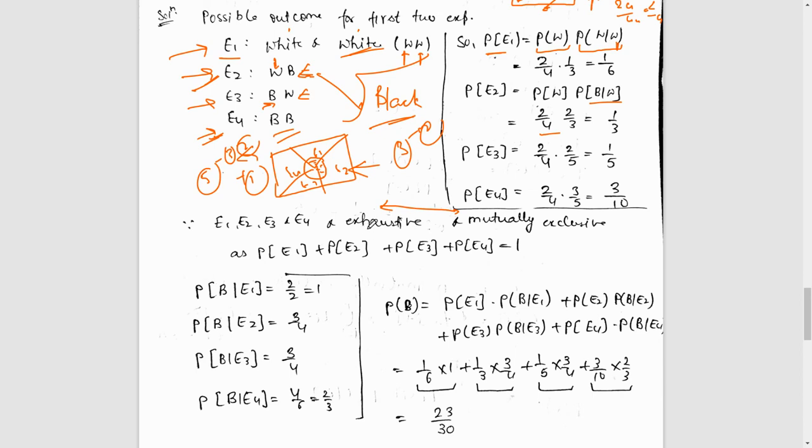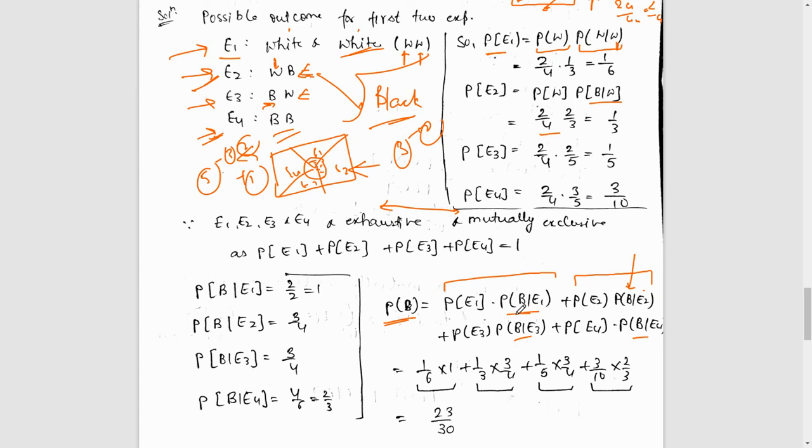Okay, so I told you this thing is being translated into this particular thing, and this is why these events are mutually exclusive and exhaustive. So now we have to find our required probability, which is the probability of B, and B is dependent on everything. So we just need to write the formula of total probability: the probability of occurring of event E1, then the probability of occurring of a black ball when E1 has already occurred, and similarly for E2, E3 and E4. So this you need to calculate.